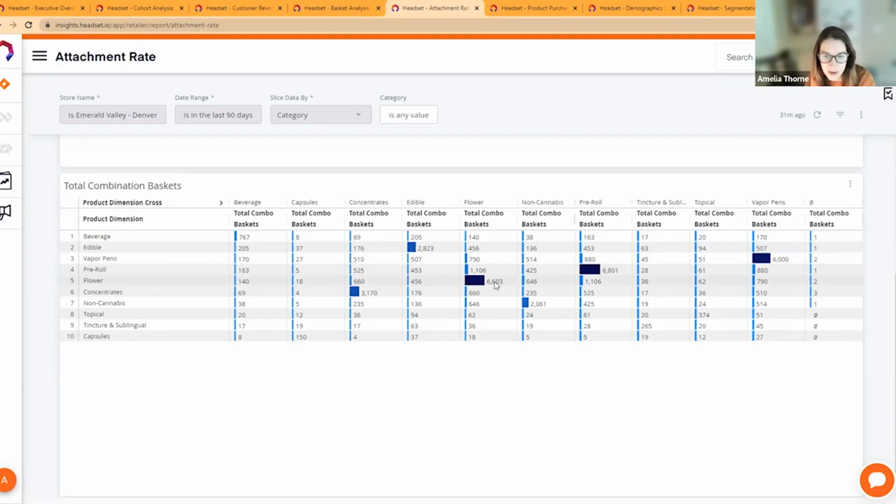So we're not going to look at these big numbers here. We want to look at the next biggest number. So flower and pre-rolls. Total combo basket in the last 90 days is 1,106. That's a lot of baskets that those were paired with. So perfect opportunity for a little bundle. Or if you want to bundle something with flower that's maybe a higher price point item to increase that average basket, maybe we can look at vapor pens or even concentrates, which have a decent attachment rate to flower. So that's something you could consider doing too.